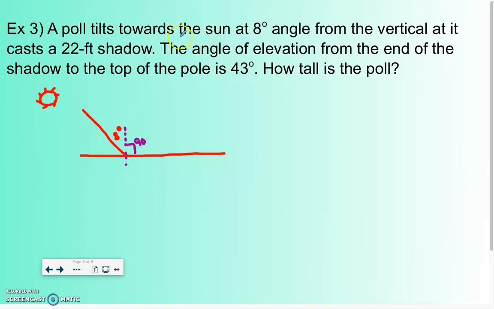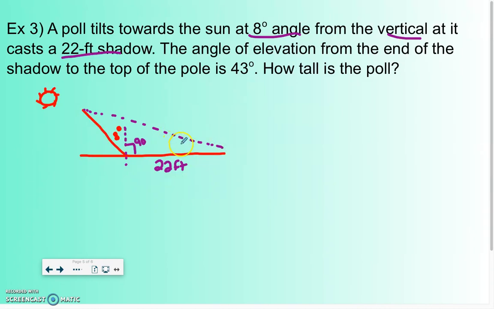And we know that it casts a 22-foot shadow. So since the sun is coming down hitting the pole here, the shadow is going to be created at this value. So we go 22 foot. So the angle of elevation. You took care of the 8-degree angle from vertical, and you took care of the 22-foot shadow. Now we need to focus on the angle of elevation from the end of the shadow to the top of the pole.